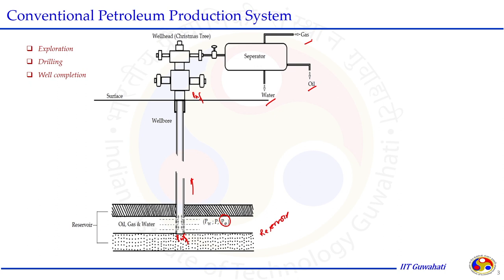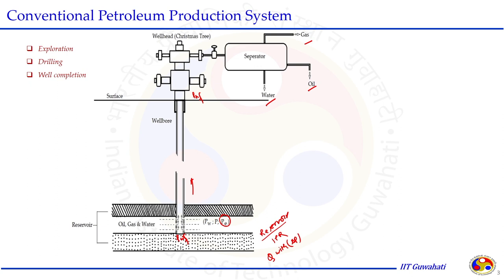So at the reservoir, we were having the oil, gas, and water. We produce them to the surface and separate them into oil, gas, and water. The characteristic performance relationship that relates flow rate to the pressure at the reservoir condition is called IPR, inflow performance relationship. This is the relationship that relates flow rate Q of the hydrocarbon fluid with pressure drawdown, or the pressure difference.